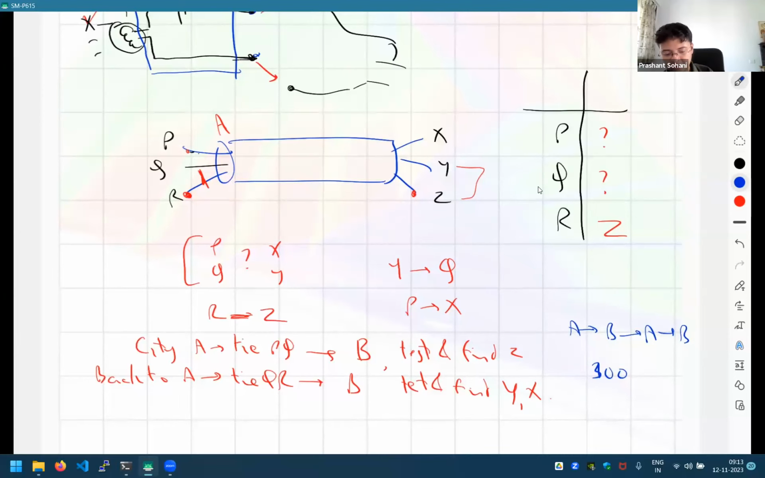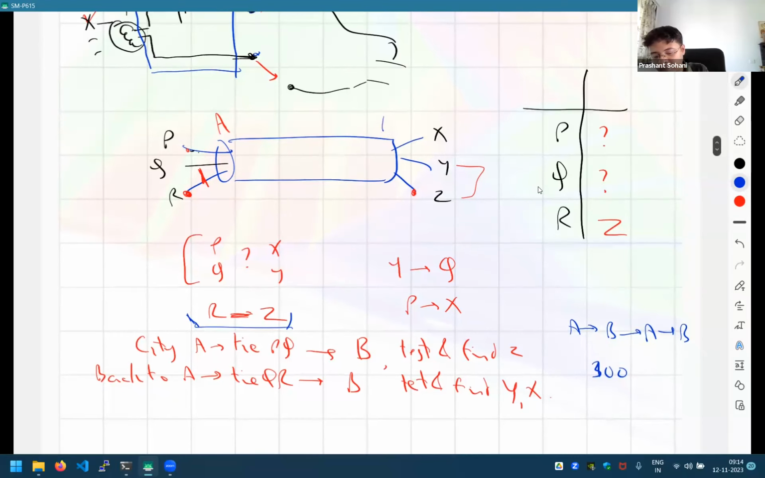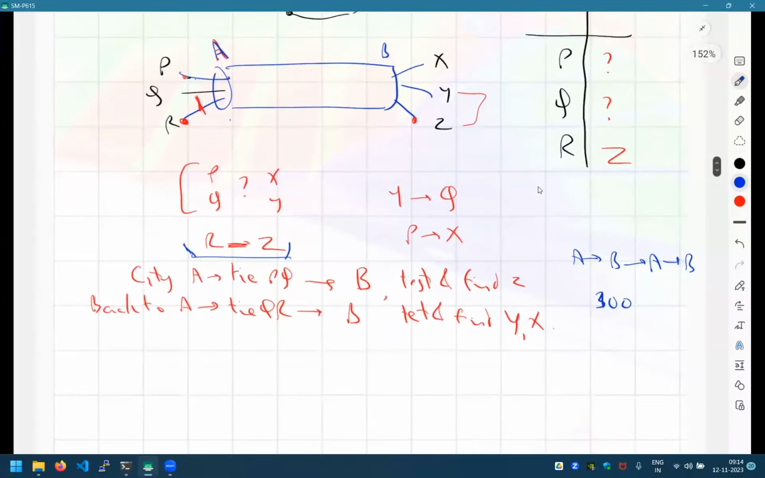One question for you, Om. The first step I agree: first we tie PQ, we go to the other side and we find out what Z is. Up to this point, I don't have any problem. Now, why do you want to come back to A without doing anything? See, there is perfect symmetry, right? A and B are not biased in any way. So whatever you want to do at the A side, can't you do the same at the B side? Yes. Okay, got it.